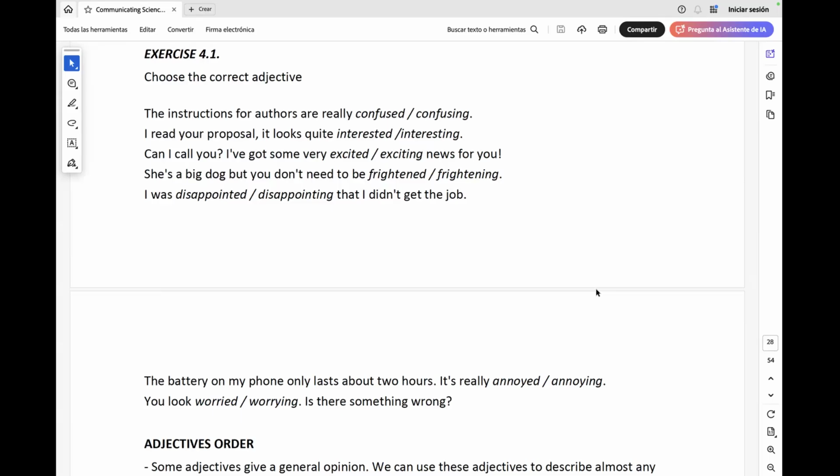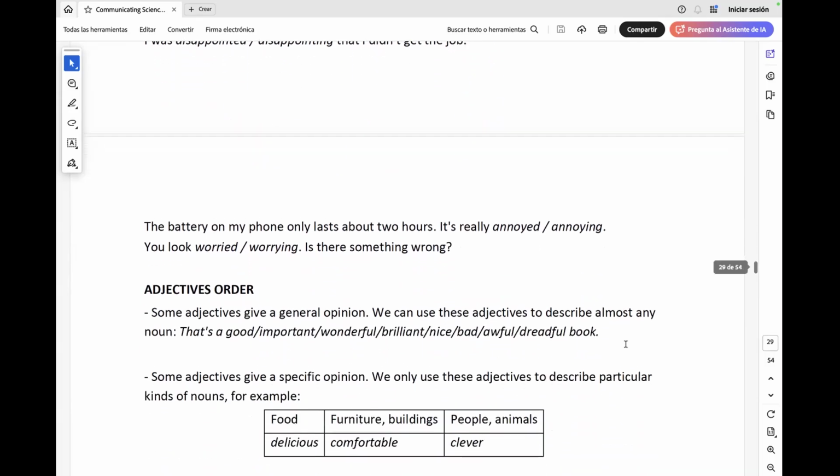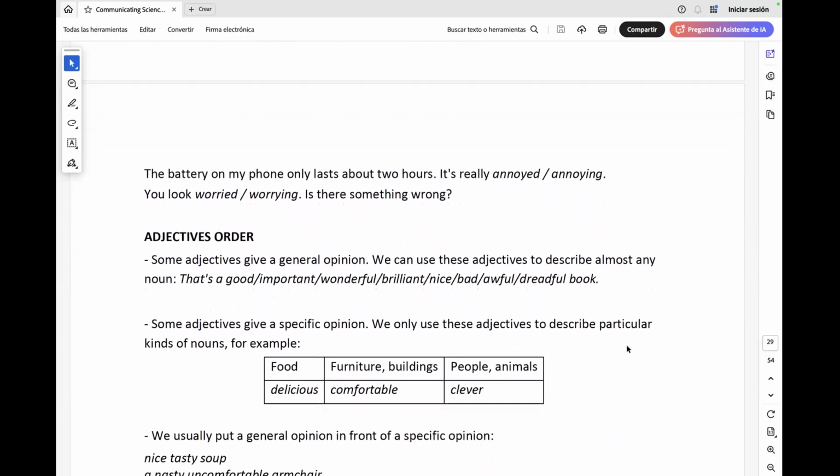Next one, Diego, you're here, right? Yes, I am. Okay, great. Can you read the next one? I was disappointed that I didn't get the job. Great, that's correct. Why did you choose disappointed instead of disappointing? Because I'm describing a state. A state, an emotion that you have. Yes. Great. And we have two more. So who wants to read this and try?